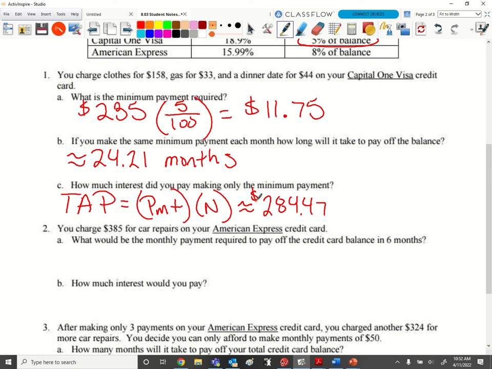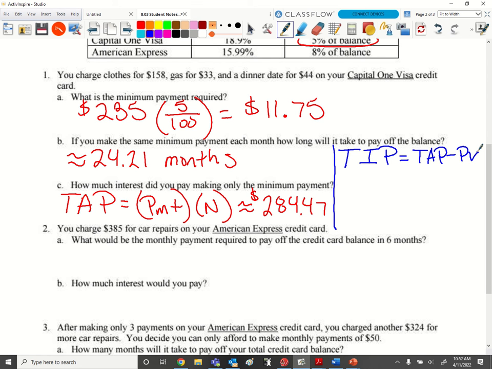All right, so that's total amount paid. So the next thing that I'm going to put up here is actually total interest paid, which is my TAP minus PV. Total interest paid. Please write down what these are, because it's going to be important. So to figure out the total interest paid, it's TAP minus PV.